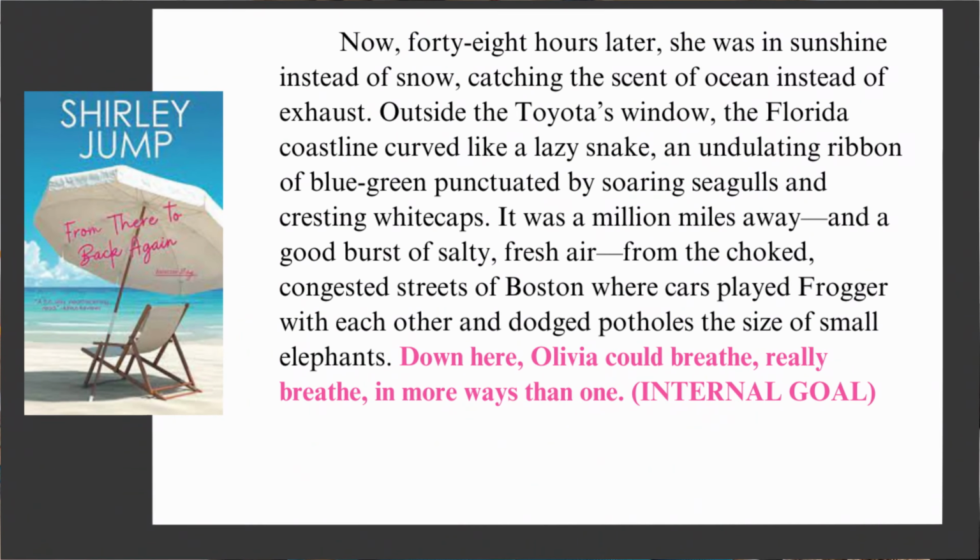Her internal goal comes right at the end of the third paragraph, and we don't know enough about what's going on with her yet to understand where it's coming from, but we know that something is going on with her emotionally. "Down here, Olivia could breathe, really breathe, in more ways than one." So something is going on there. It's a teeny tiny bit of foreshadowing that I laid in there.